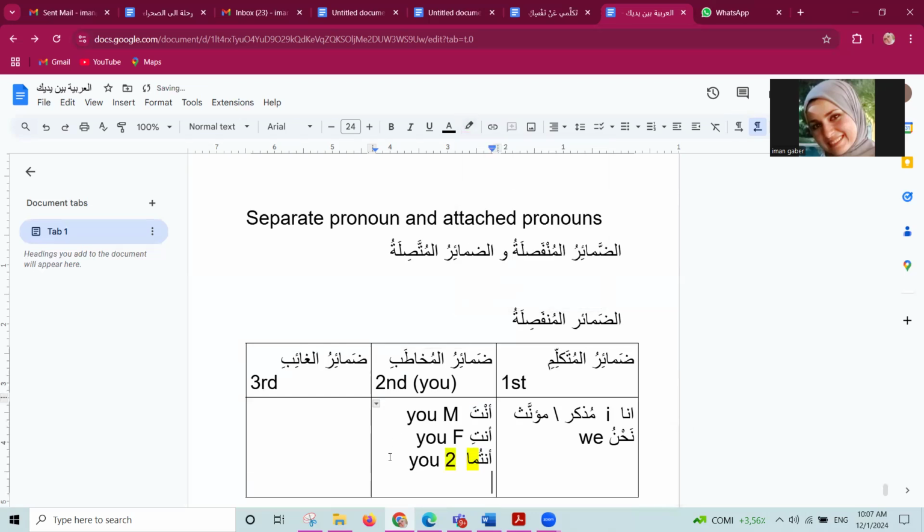So أنت, that's you, male. أنتِ, you, female. أنتما, two people. If you remove this ألف from the pronoun أنتما, it becomes أنتم.